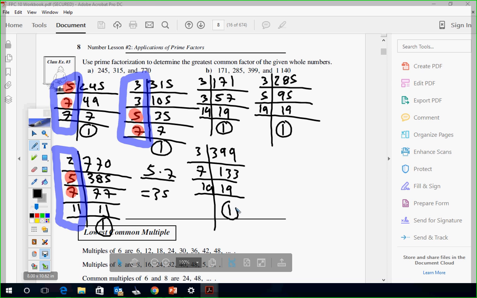And 1140. So 1140 started with a 2. Got 570. Did another 2. Got the 285. And from 285, we already know what the rest is. We can just steal it from there. It's going to be a 3, a 5, and a 19.